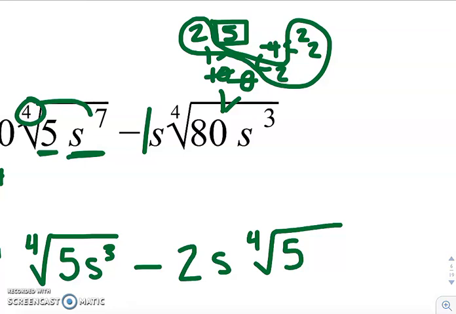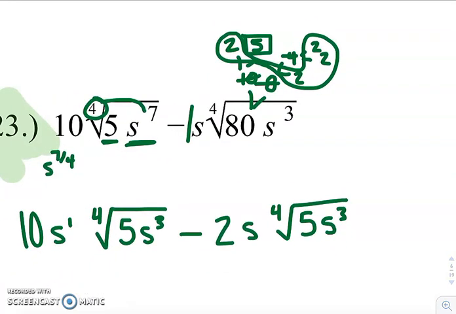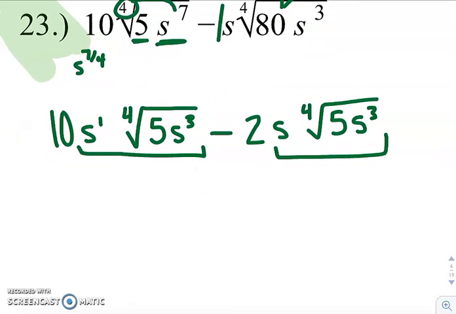Does 4 go into s to the third? No. It's going to stay. We also kind of knew that because we needed s to the third to match in there. But now, what's behind the 10 and the 2 is exactly the same. S to the first times fourth root 5s cubed. So, a little weird, but how many s to the first times the fourth root of 5s cubed do we have? 10 minus 2, 8.